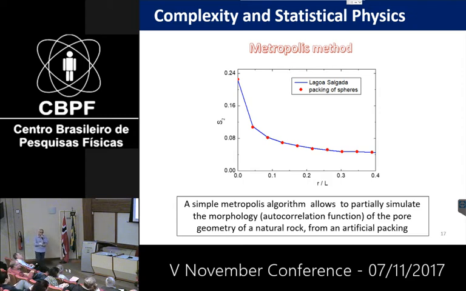And as I said at the beginning, the autocorrelation function is very important from a statistical point of view, because there are many petrophysical properties which are well correlated with the function. And here we have, for example, the blue line, which represents the autocorrelation function of the natural system, Lagoa Salgada, and the red points represent the autocorrelation function of the random closed packing after the application of these algorithms.